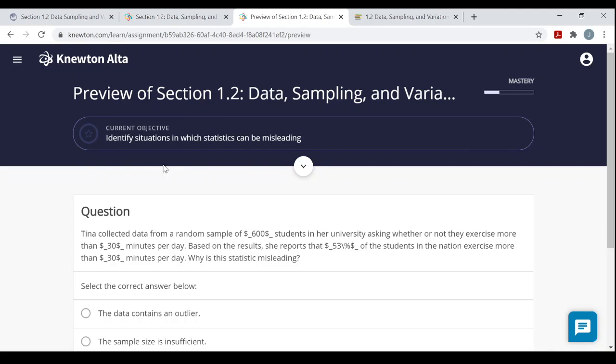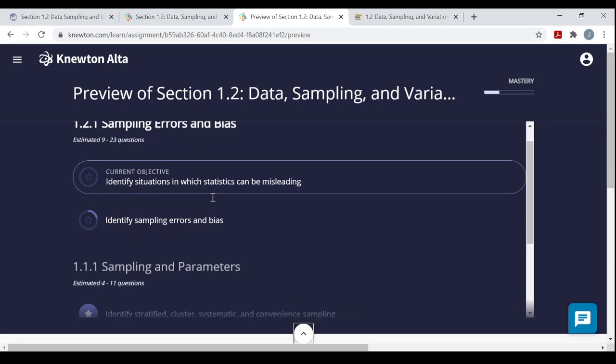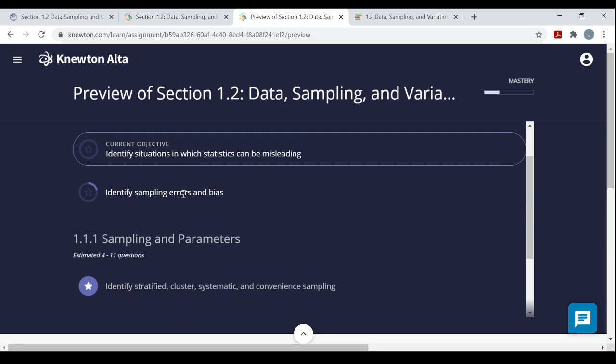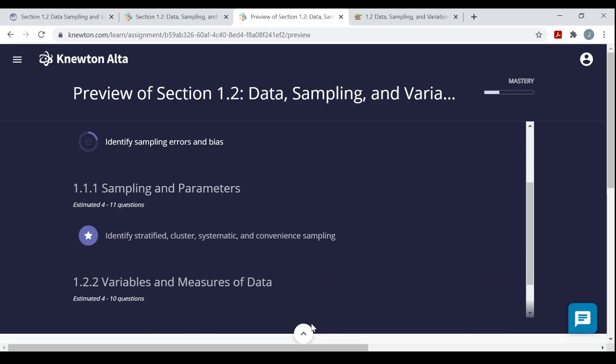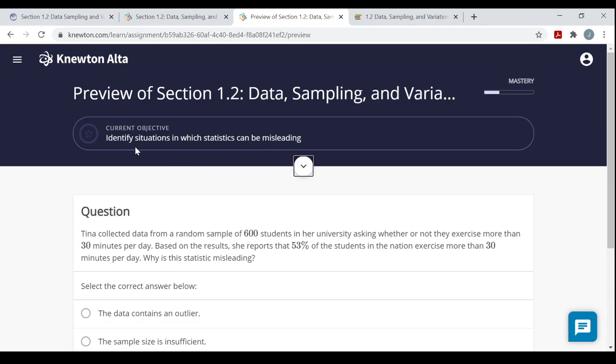Okay, so I'm done with that question. Looks like I was about a quarter through that one. We can check here. So I'm about a quarter through this, but now I'm in a new objective. See, it tosses you around, and like I said, it might do a different order for me than it does for you. I'm just doing this as a kind of guide through how KnewtonAlta assignments work.